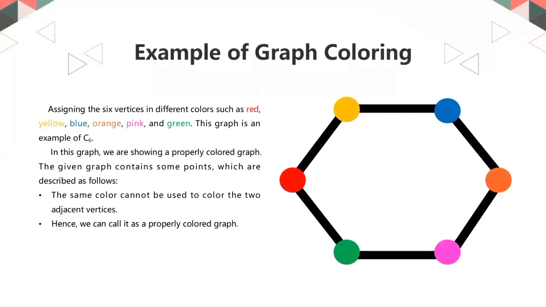For an example of graph coloring, we assign the 6 vertices different colors such as red, yellow, blue, orange, pink, and green. In this graph, we are showing a properly colored graph. The given graph contains some points, which are described as follows. The same color cannot be used to color 2 adjacent vertices. Hence, we can call it a properly colored graph.